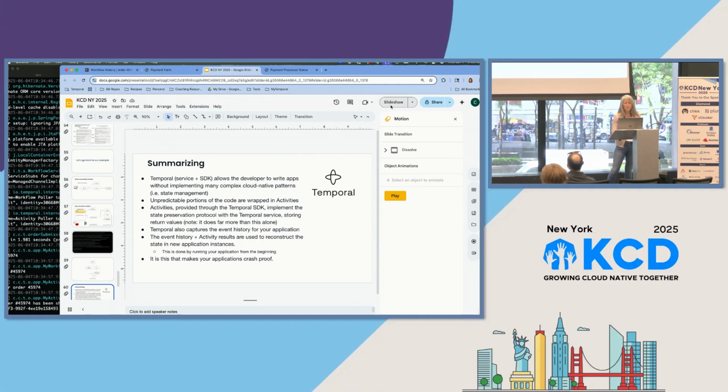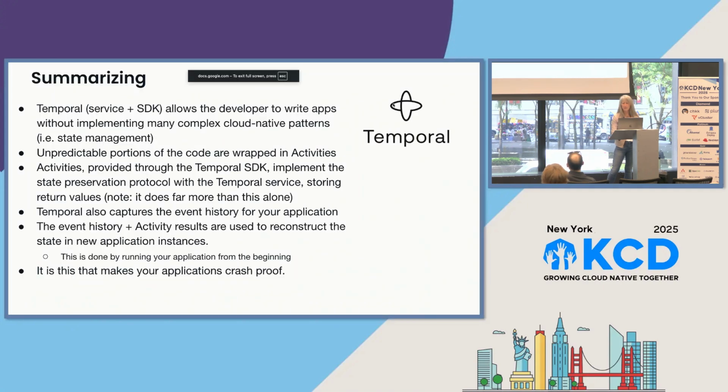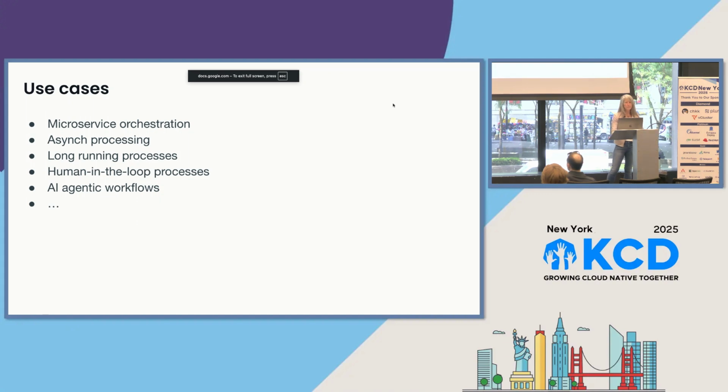Now, a couple of final things that I want to tell you about. So I'm not going to go through the summary slide in detail. What do people use Temporal for? Microservice orchestration, like we talked about here. Async processing, we saw an example of that. Long-running processes, and by long-running, I don't mean minutes or hours, I mean days, weeks, or months. So these processes can be running for a very long time. We also have mechanisms for human in the loop so that you can inject things into those long-running processes.